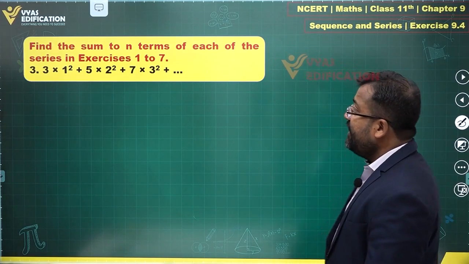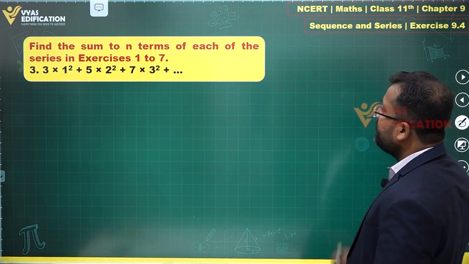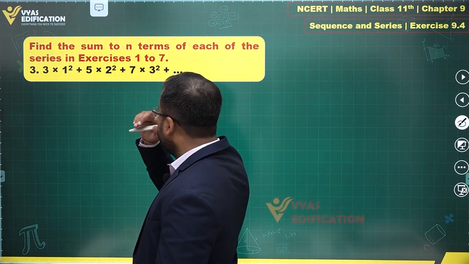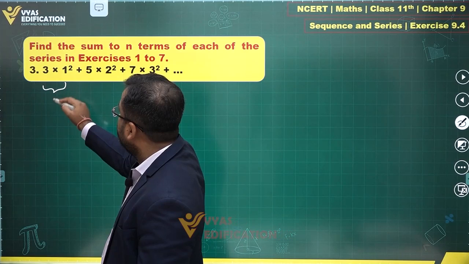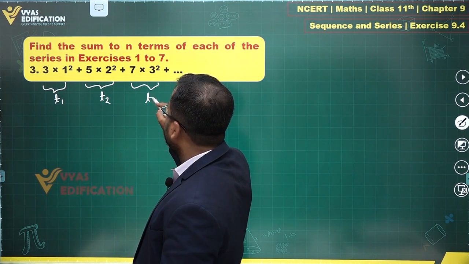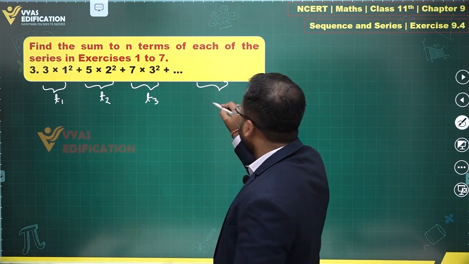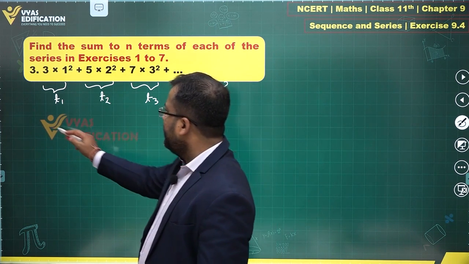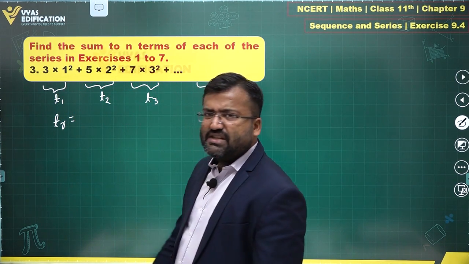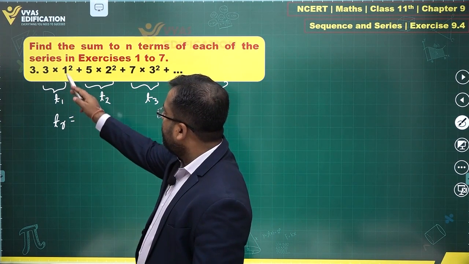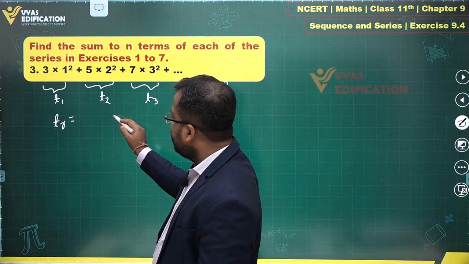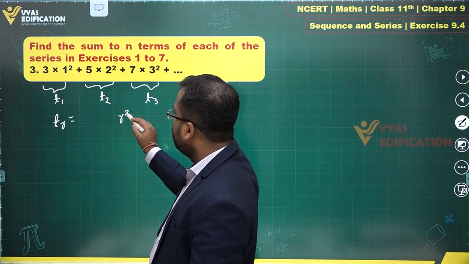Question number 3 says you have 3 times 1 square plus 5 times 2 square plus 7 times 3 square. So what do we have? This is T1, this is T2, this is T3, and similarly dot dot dot you will have TR somewhere. In TR what do I get? It is the product of two numbers, where the second number has been squared. For T1 we have 1, for T2 we have 2, for T3 we have 3. So that second number will be r squared.